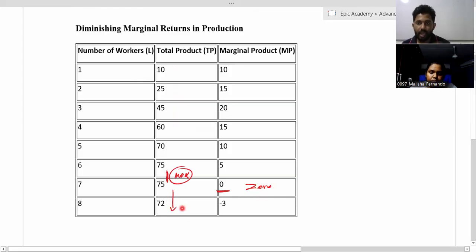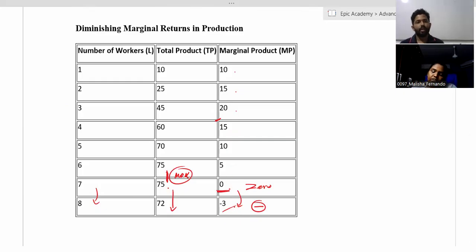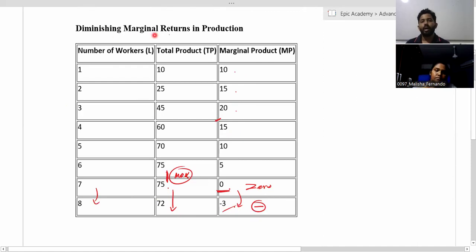After that, if they try to increase the production, I mean total production, it reduces and marginal production becomes a minus value, -3. It was 75 and it becomes 72, so -3. So eventually it is going to increase 10, 15, 20, and after a certain period it's going to be reduced. It becomes 0 and then a minus value. That's the meaning of diminishing marginal return in production.